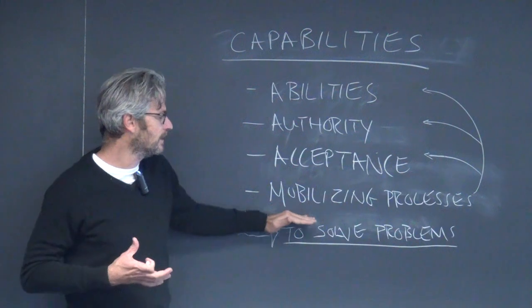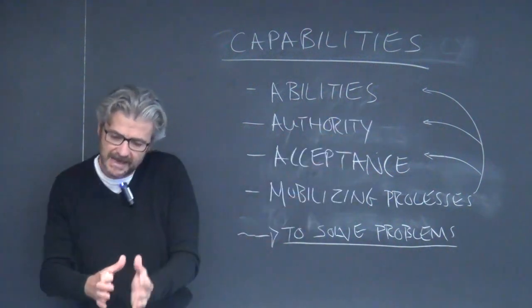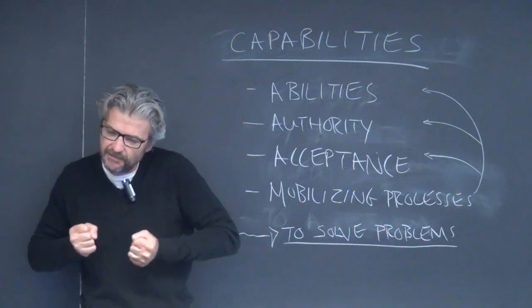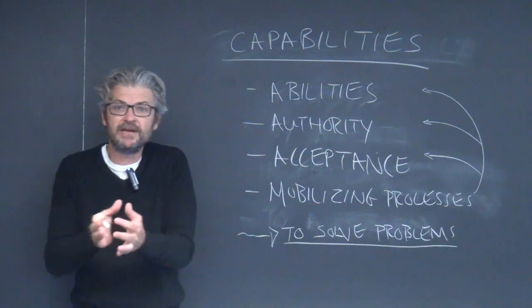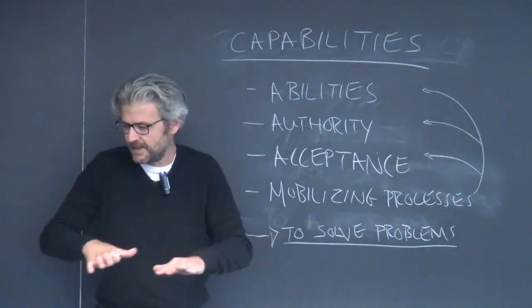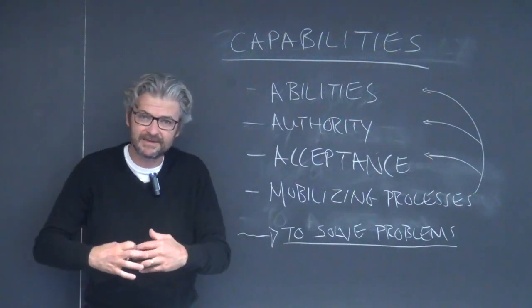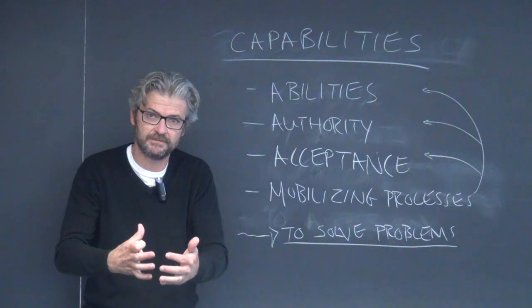The fourth one is the mobilizing processes that put them together. Because you could have acceptance in a system where people say, we really want to solve the problem. You could have ability to do it. You could even have authority to do it, but those things could be in different parts of your system. So we therefore need a process that brings them together at the right time, in the right place, with the right amount of energy and structure.